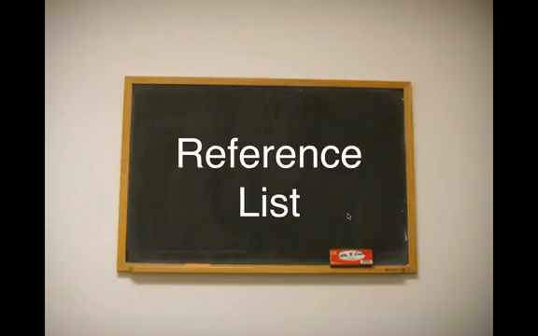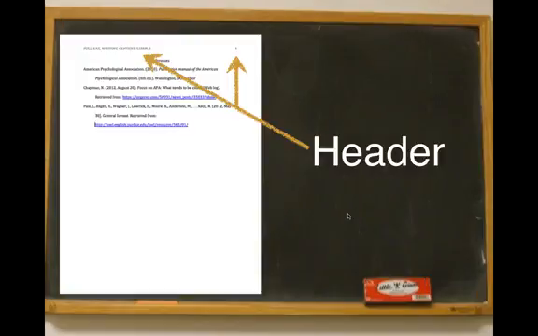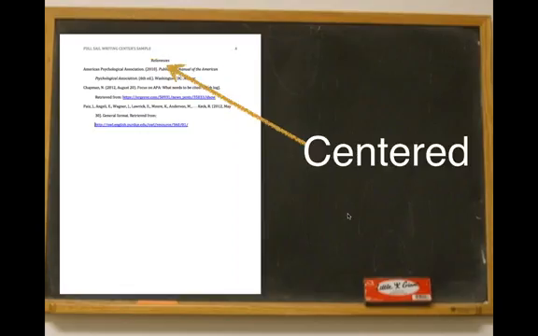All right, let's talk about the reference list. We're going to start by looking at formatting requirements. Like every other page in your paper, your reference page needs a header. The header should look like the rest of the headers in the paper with the exception of the title page header. So it should have the title of your paper in all caps, flush left, and the page number flush right. References should be centered at the top of the page, just like with your abstract.